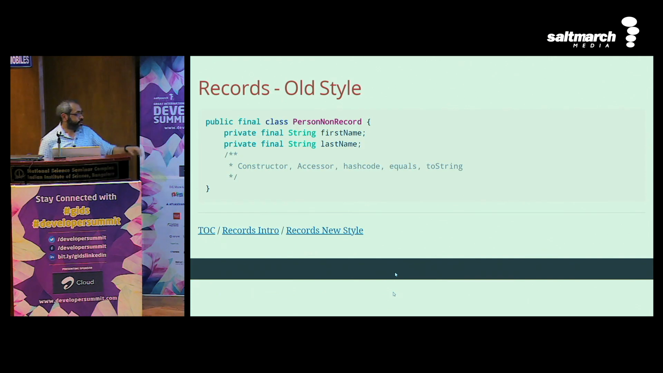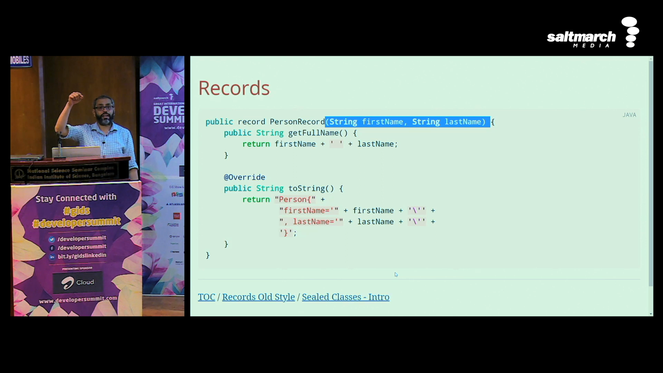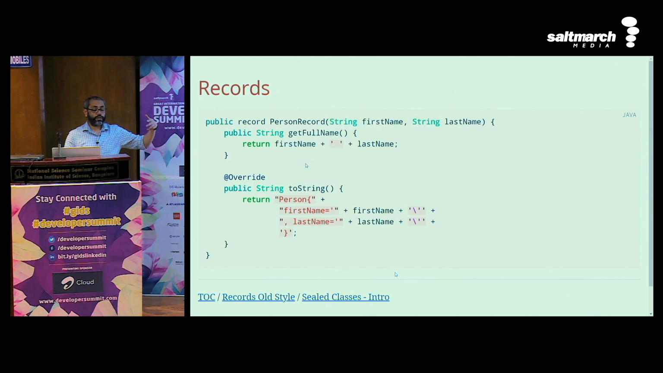So let's look at the old style. Person, non-record, you got private final String firstName, lastName, and because I had to fit it in one page, I have not written the constructors, accessors, hashCode, equals, toString, but I would have to implement that. With records, all of that just pretty much goes away, and now this is pretty much my constructor and my definition, where by default it's going to be a private final String firstName, private final String lastName. The getters are automatically created, and as well as hashCode, equals, toString.